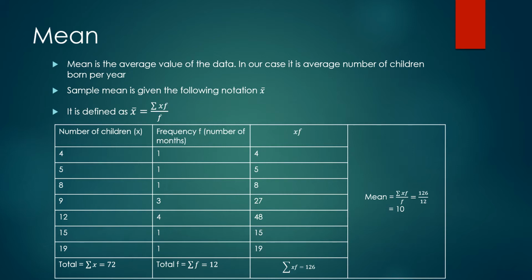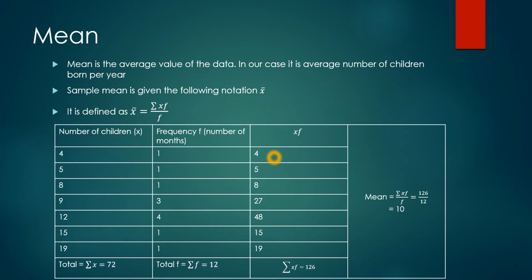So we multiply each value by its frequency, x times f. If you look at the first row, x is 4 and the frequency is 1. 4 times 1, on the right you are going to get 4. In the second row, the value of x is 5 and the frequency is 1, so you will get 5, and so on and so forth. In each row of our distribution table, you are going to get x times f.